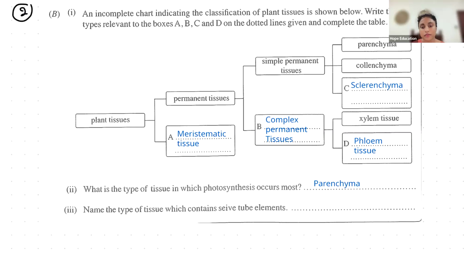Let's see my question again. Phloem, yeah. What are the other tissue types in phloem tissue? Okay, sieve tube elements. What else?